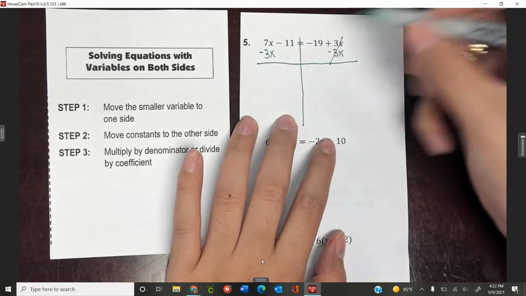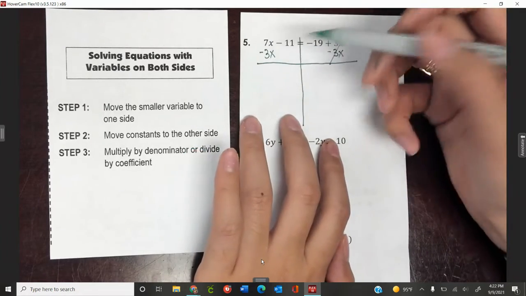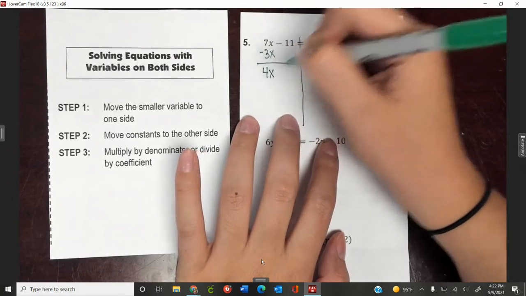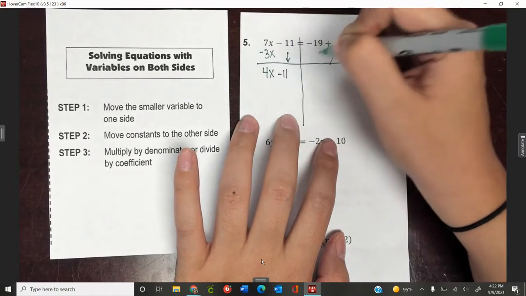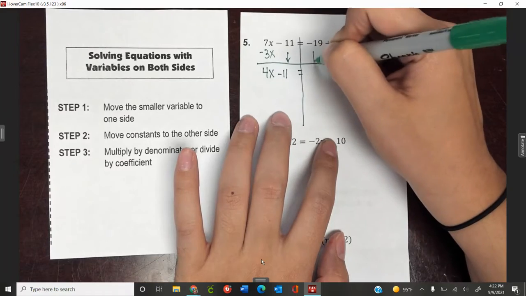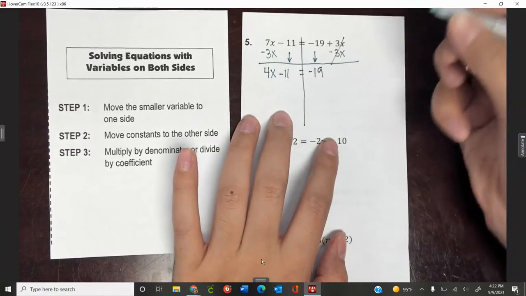So my 3x's cancel out on this side, and I'm left with 7x minus 3x, which is 4x. And then I'm just going to bring everything else down. So minus 11 equals negative 19.